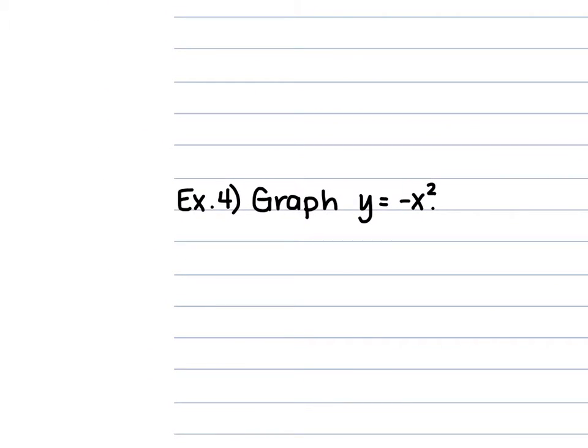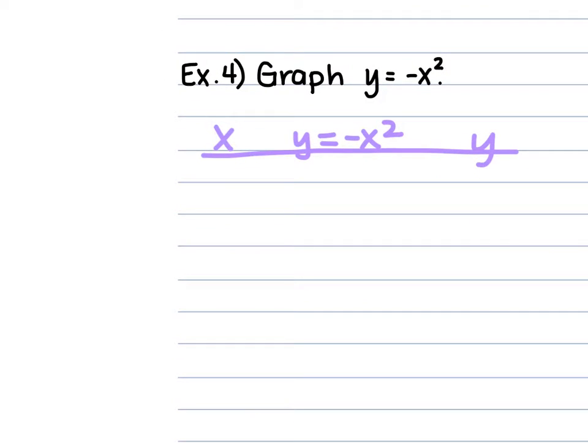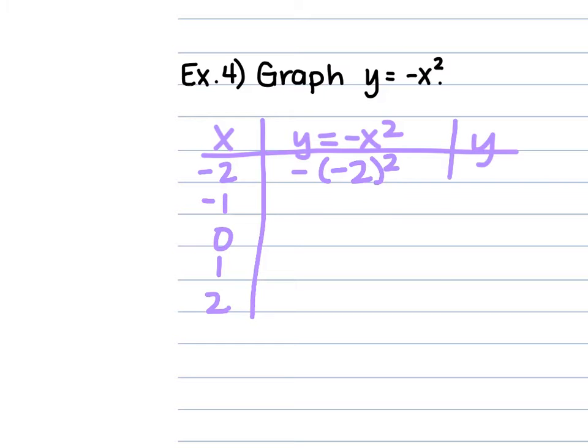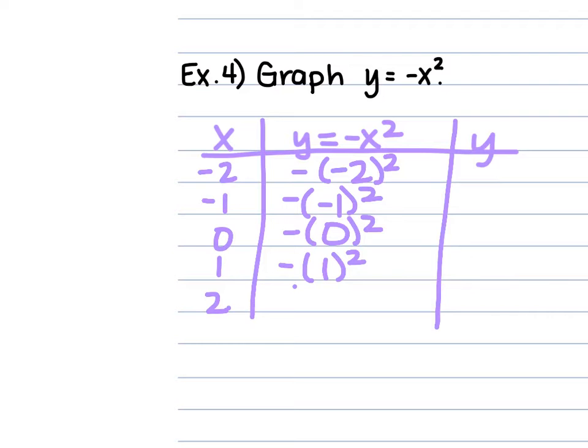If we look at example 4, we have -x squared. So again, we're going to do x, we're going to do y is equal to -x squared, and then we're going to solve for y. So I'm going to use -2, -1, 0, 1, and 2. So this is just going to be negative times -2 squared. Negative times -1 squared. Negative times 0 squared. Negative times 1 squared. And negative times 2 squared.